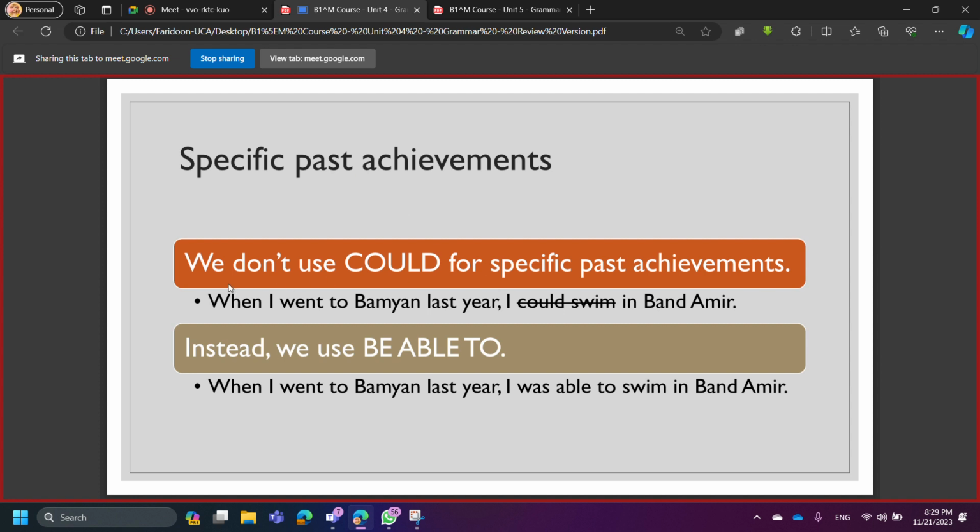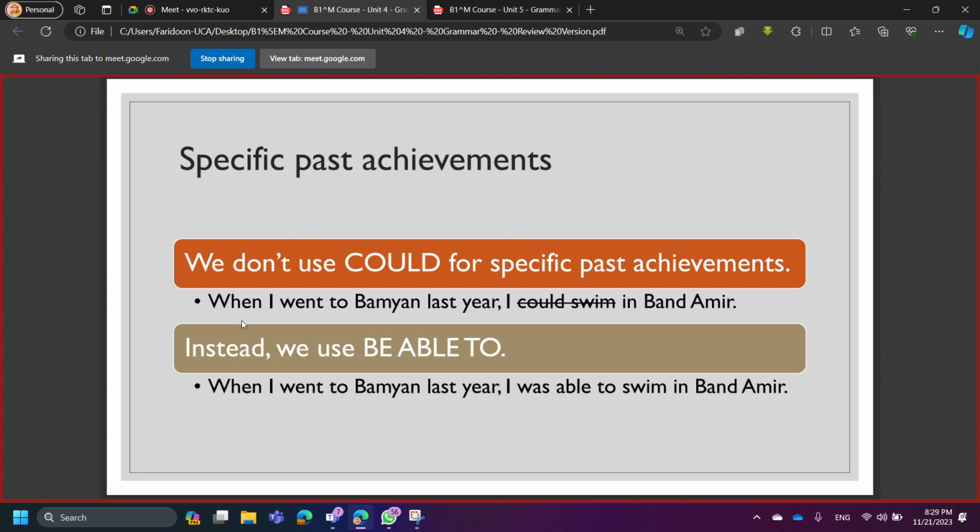So one thing to know is that we don't really use could for specific past achievements. I mean, it is possible, but just to avoid confusion and set a standard, could is better if you use it with general ones, as people can guess it much easier and they can understand it much better. So instead of could, you can use be able to for that.